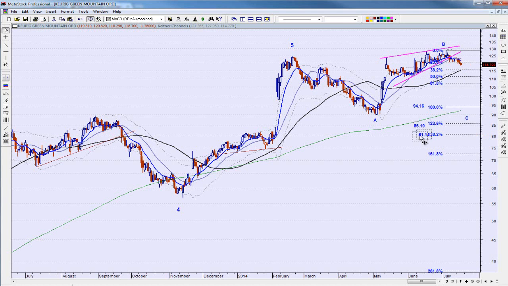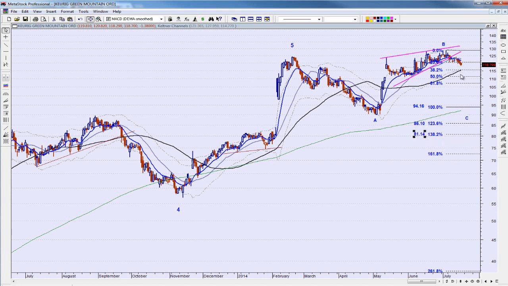I've actually gone ahead and taken these numbers from a previous calculation. C will equal wave A, be 100% of wave A at 94.16. It will equal 123.6% of A at 86.10. That would be the next threshold, and 138.2% of A at 81.14.